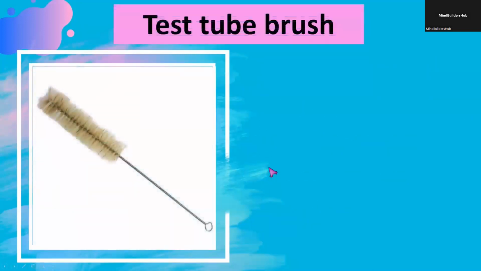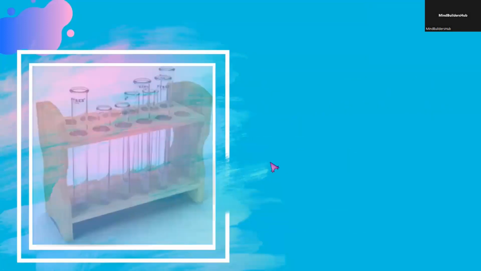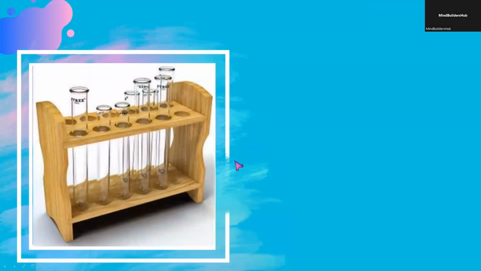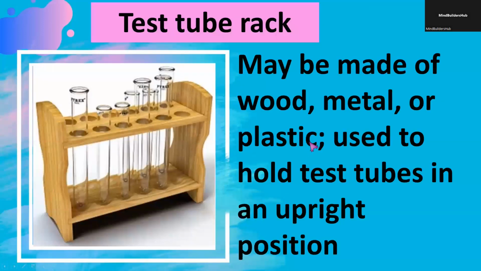To clean the test tube, you'll be needing the test tube brush. To hold test tubes in place, you may use the test tube rack like this. Sometimes it is really made of wood. It may be made of wood or even metal or plastic, used to hold the test tubes in an upright position.